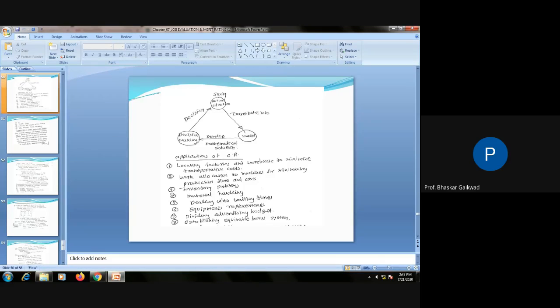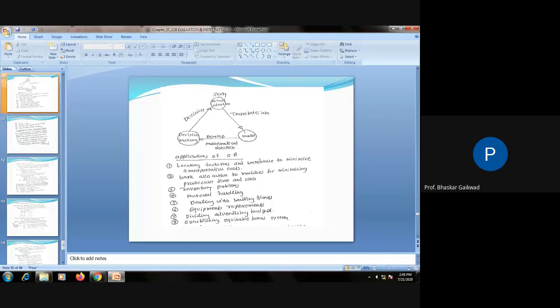Material handling. So many equipments are there in industry. They may be cranes, conveyors, trucks, forklifts like this. So utilization of this material handling equipment also depends upon the distance, type of the material to be handled, and cost of transportation. So by using these two or three points, how we can make use of OR knowledge to solve the problem.